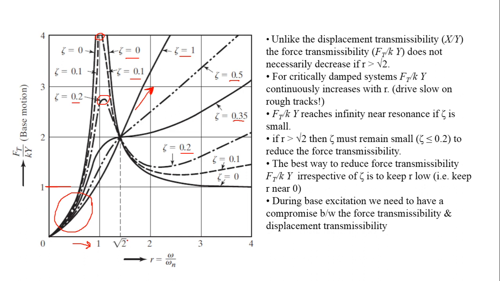Another important point is that if r is equal to root 2, then irrespective of the values of zeta, all these curves tend to meet at this point. But unfortunately this point represents a force transmissibility of 2. So whatever the force input is because of the base excitation, the force that is being transmitted is twice of that, and this is not a good result.